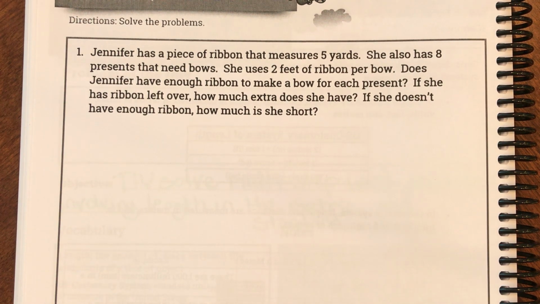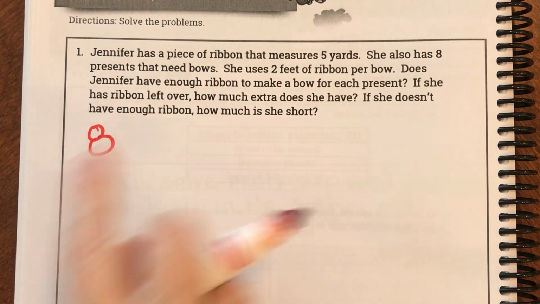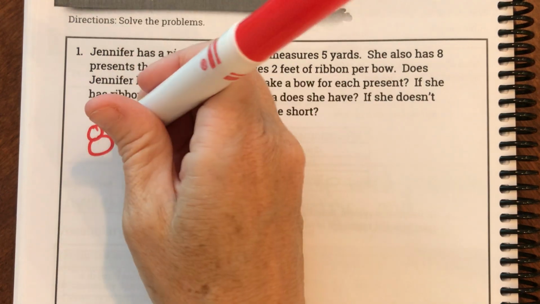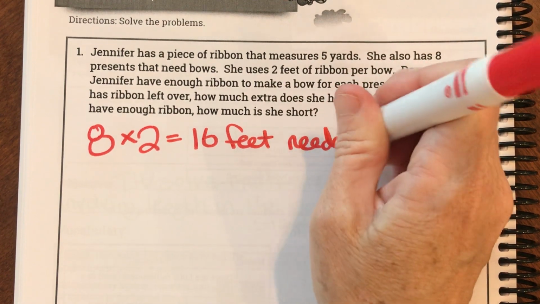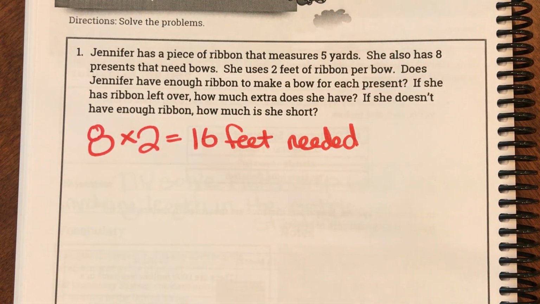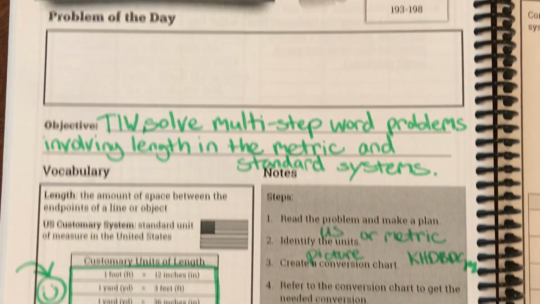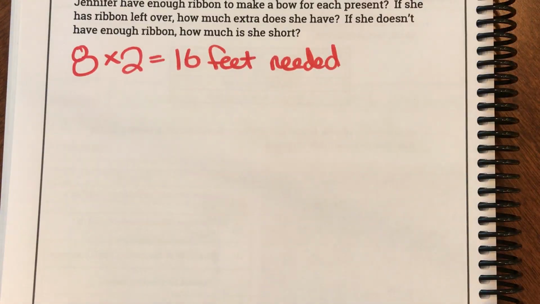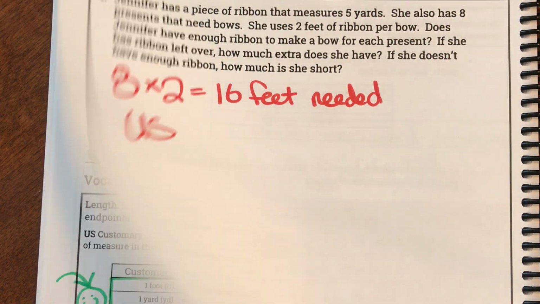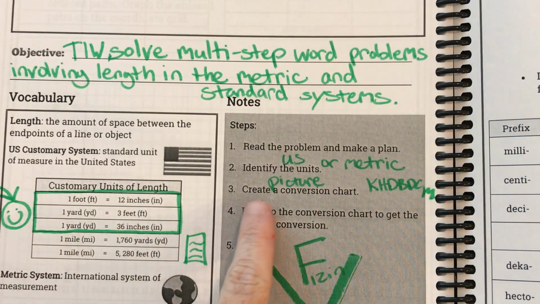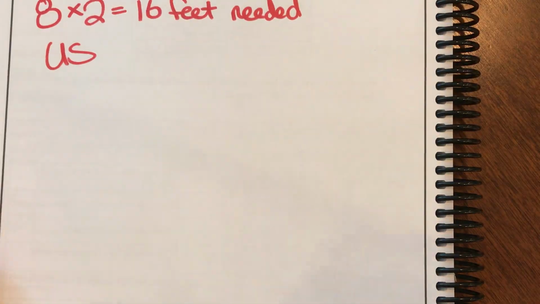Okay, so ladies and gentlemen, here's my plan. She has 8 presents that need bows, and each bow's 2 feet of ribbon. I know she needs 16 feet. There's my plan for the problem. My second step says I need to identify the units. Well, yards and feet are US. This is a US customary system problem, which means I am going to use a conversion chart and I'm going to use my picture to help me.